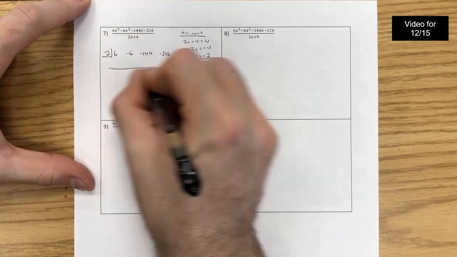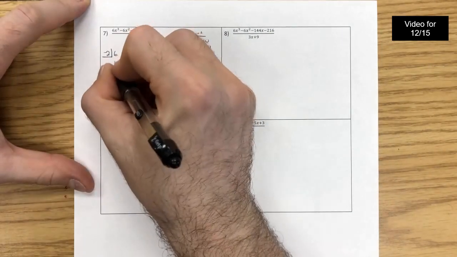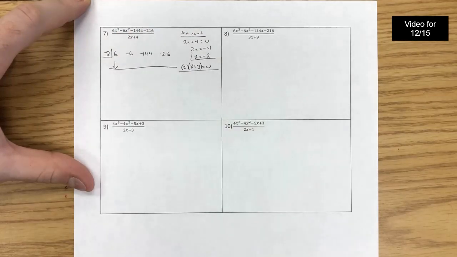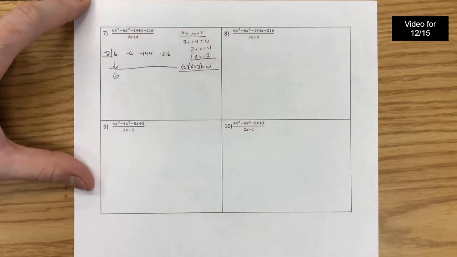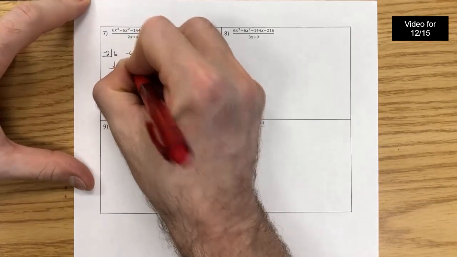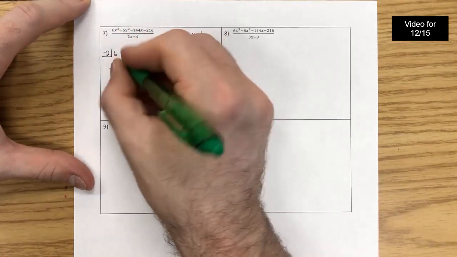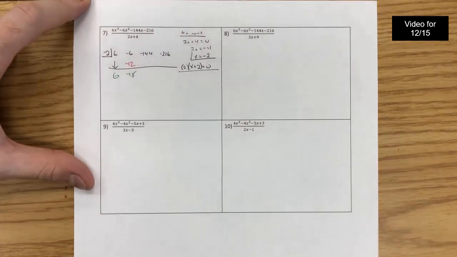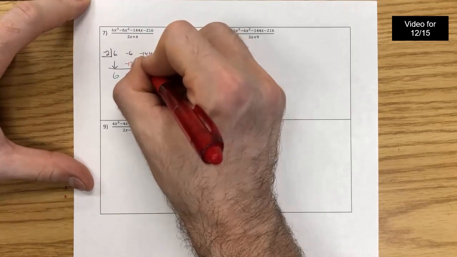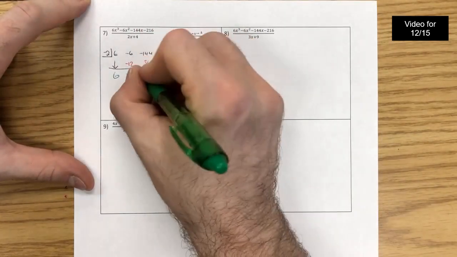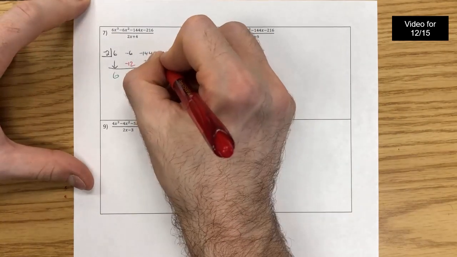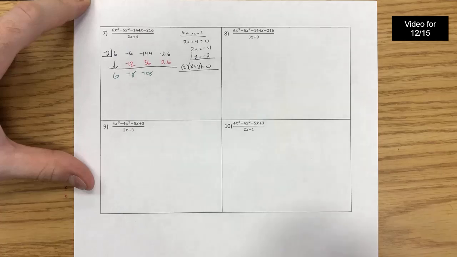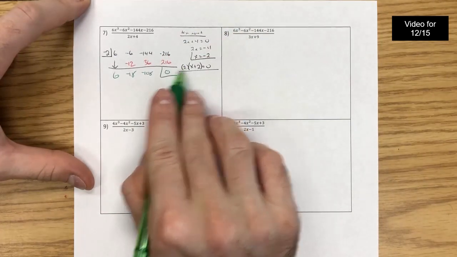Perfect. There we go. I'm going to drag down my first one. That's going to give me a 6, I'm going to multiply, give me a negative 12. Combine gives me a negative 18. Multiply, 36. Combine, negative 108. Multiply, 216. And combine, 0.